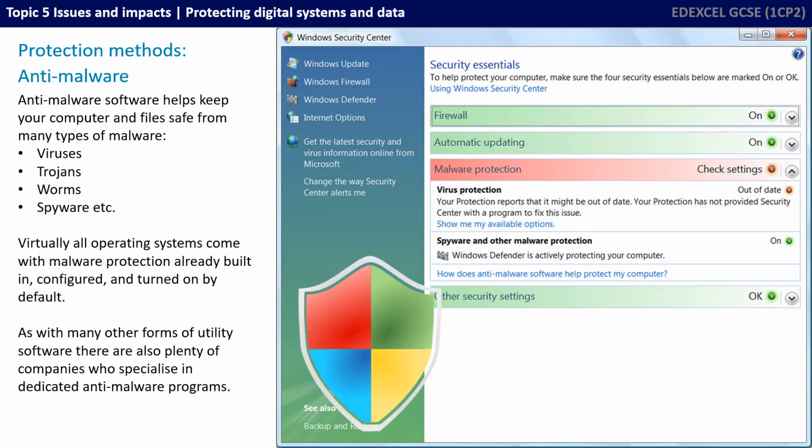So the first and probably most obvious is antivirus or anti-malware software, and this helps keep your computer and files safe from many types of malware, including those discussed in a previous video. Virtually all operating systems come with malware protection already built in, configured and turned on by default. But as with many forms of utility software, you're also able to get specific bespoke software from proprietary companies.